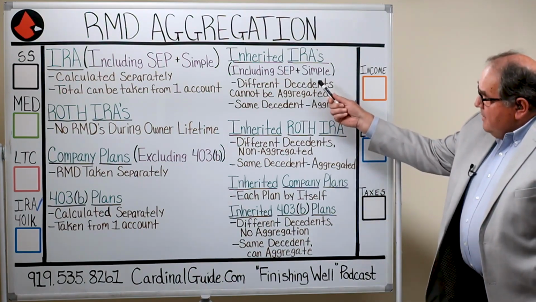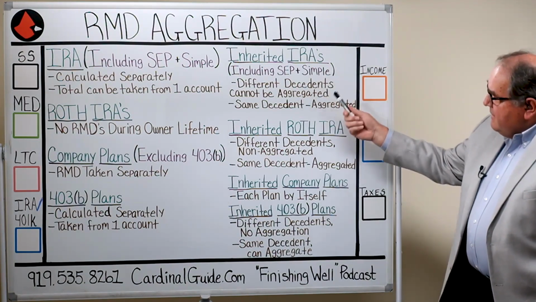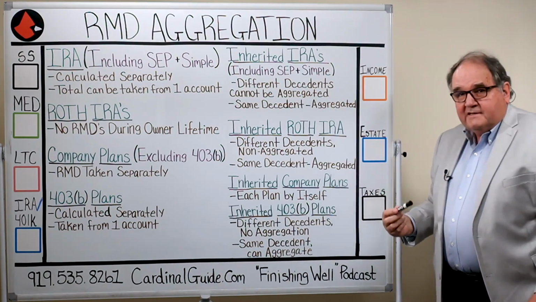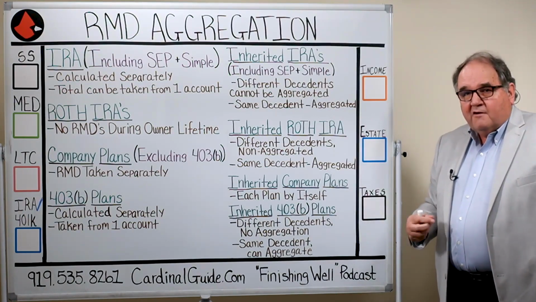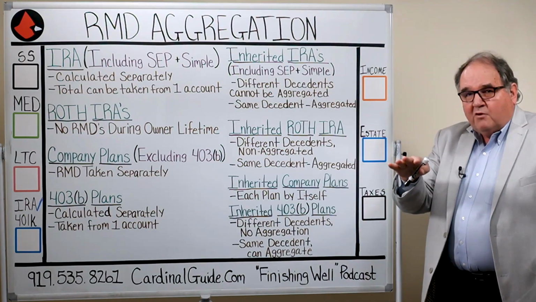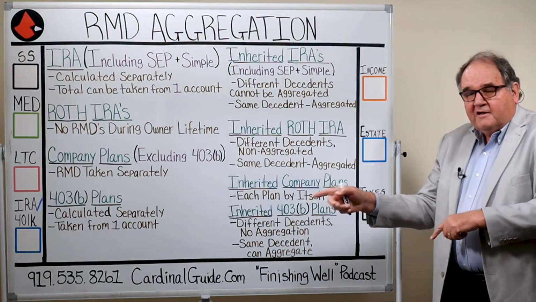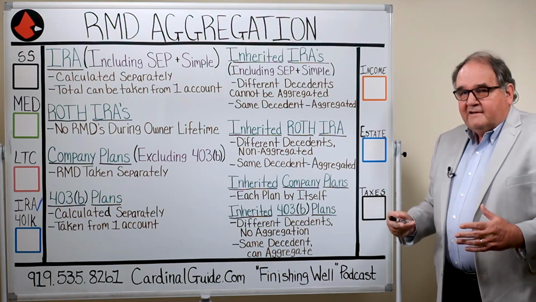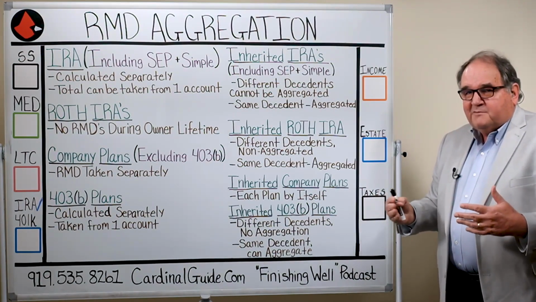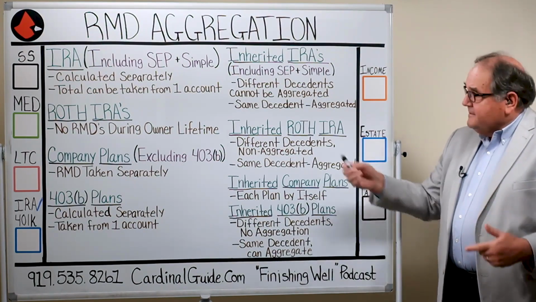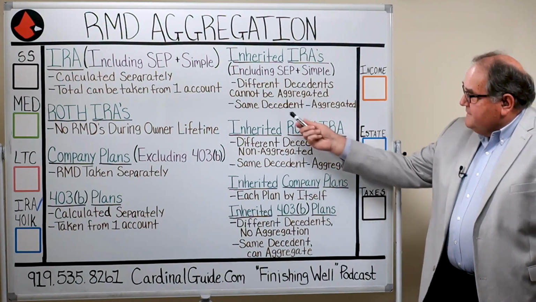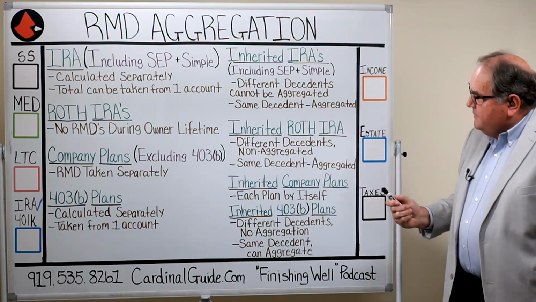So we want to talk about inherited IRAs. If we have different decedents, so that if her mom died 2 years ago, her dad just died, and they both left IRAs to her, you can't combine the minimum distributions out of those two accounts. You can't even combine those two accounts because it's a different decedent. But if it's the same decedent, you can aggregate them.